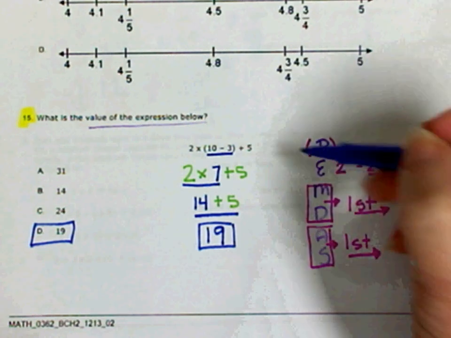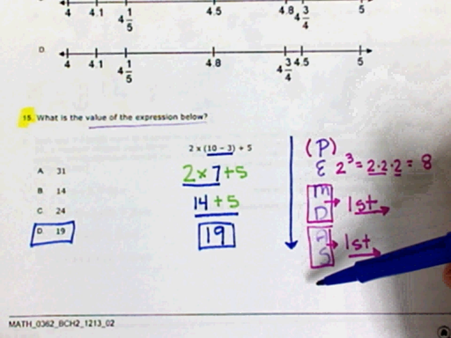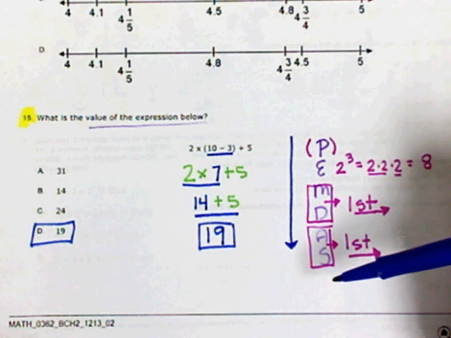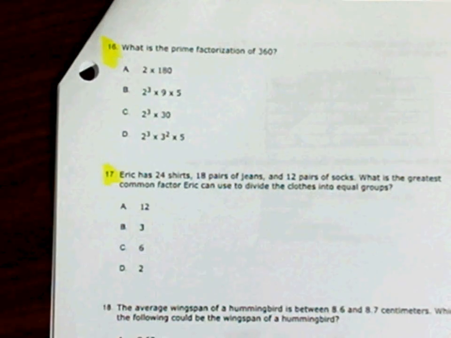You must follow this process of order of operations from the top to the bottom, repeating the step each time you go. Now let's take a look at another problem that seems to be highly missed, and this is prime factorization.